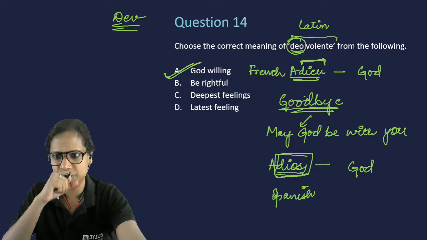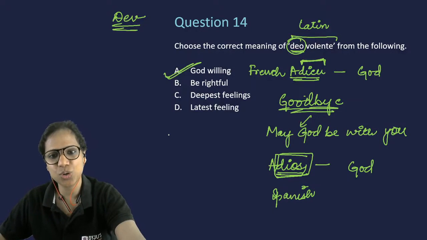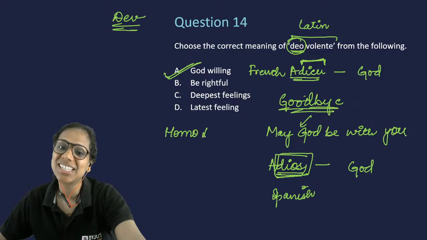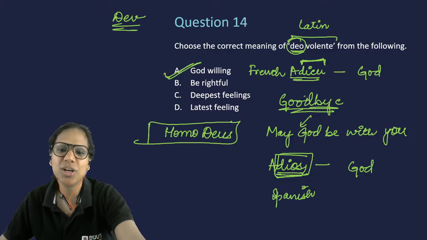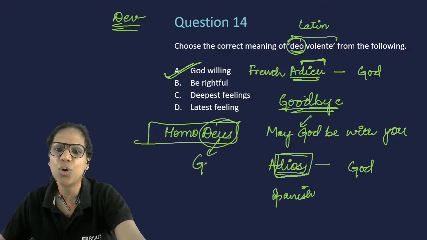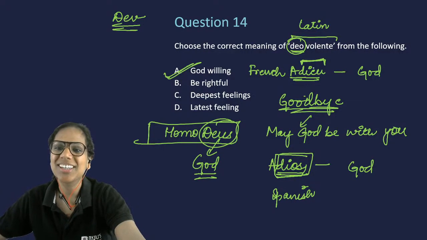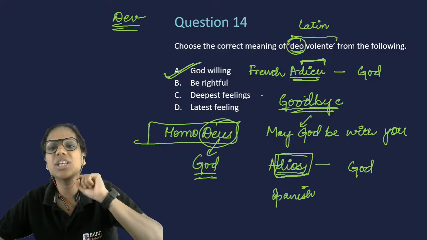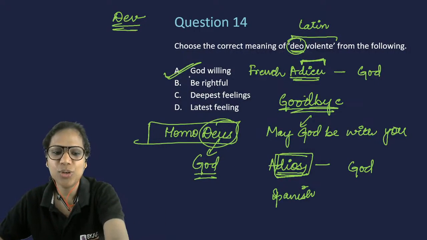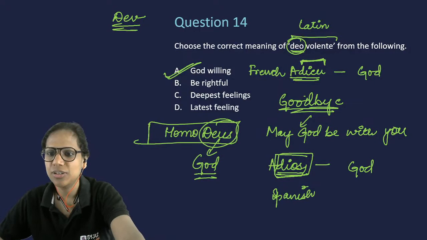Okay. Deus, yes, Deus is called God. That's why we have Homo Deus as a book that has been written by Yuval Noah Harari. Deus also means God. Okay, so no matter which language you are using, in different languages, similar sounding words mean God. Okay, hope this is clear.